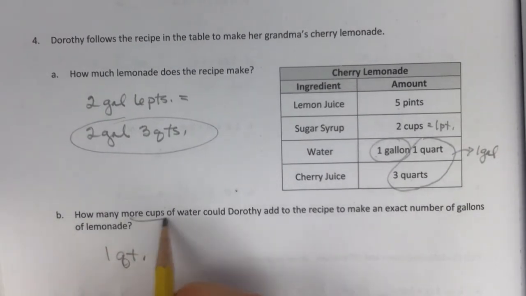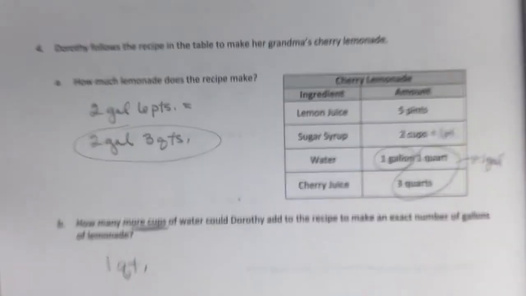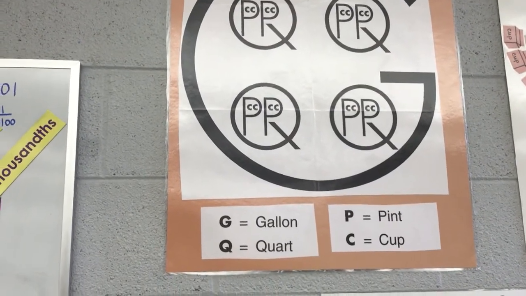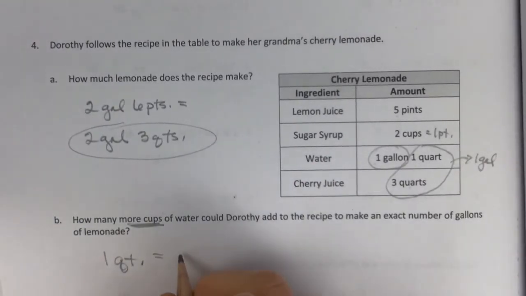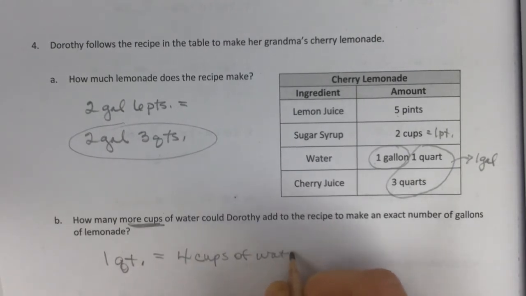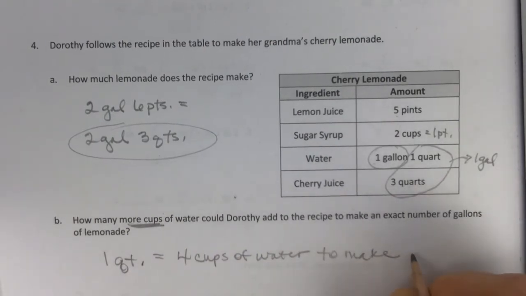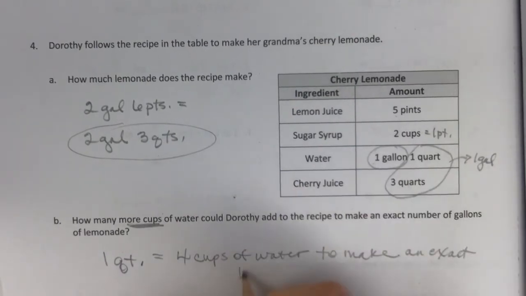But it says how many more cups. So how many cups are in a quart? Well, again, look at our chart. How many cups are in one quart? Well, 4. 4 cups. So she would need to add 4 cups of water to make an exact number of gallons.